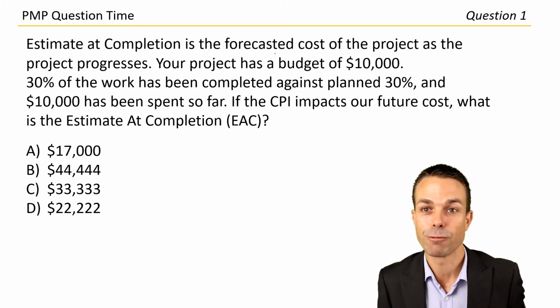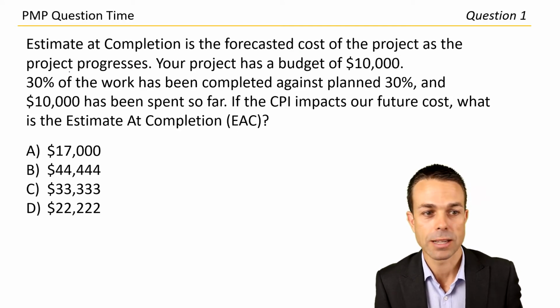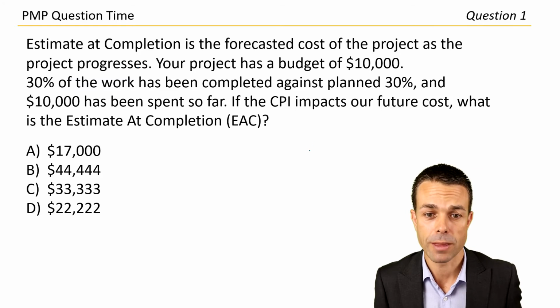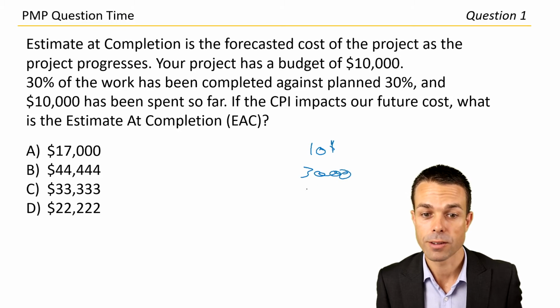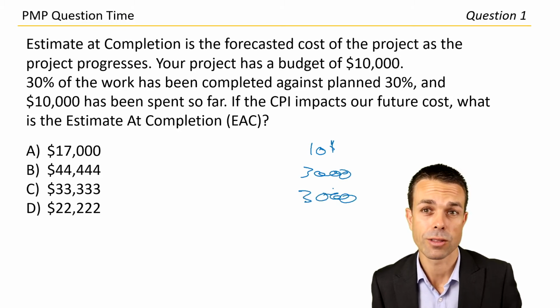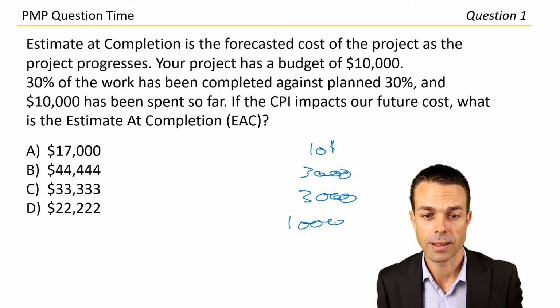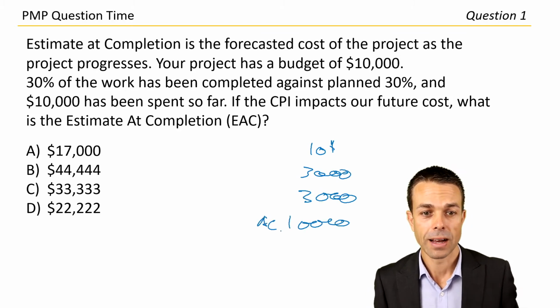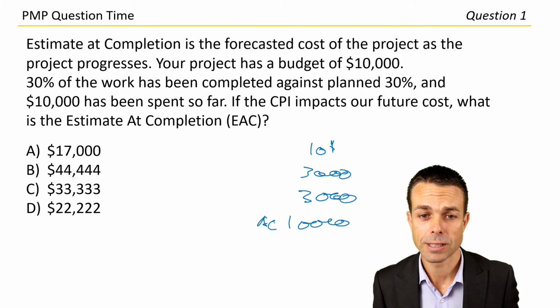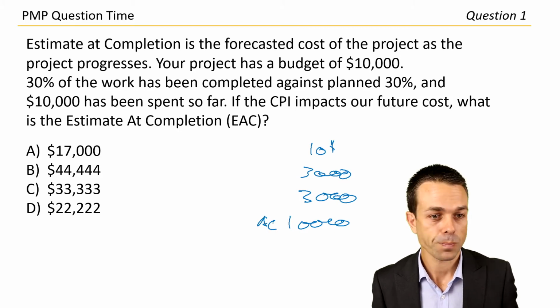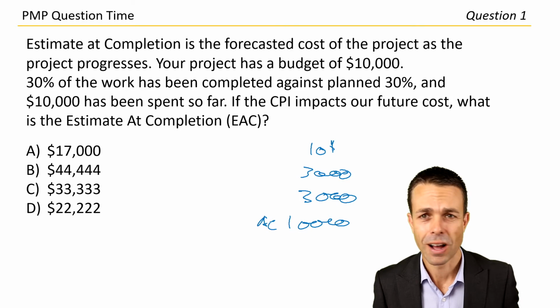Estimate at completion is the forecast cost of the project as the project progresses. Your project has a budget of 10,000. 30% has been completed, so 3,000 against planned 3,000. That's 30% of 10,000. And 10,000 has been spent so far. That's our actual cost. If the CPI, so cost performance index, impacts our future cost, what is the estimate at completion? Okay, we had one of these the other day, so let me see if I can remember it.